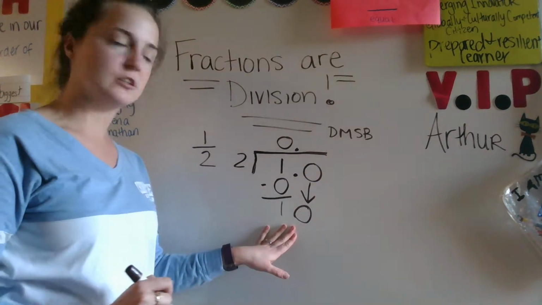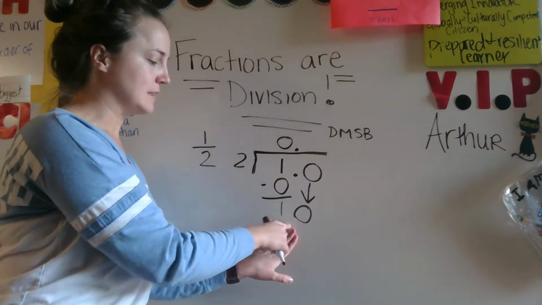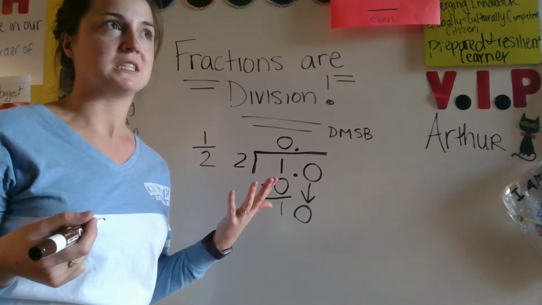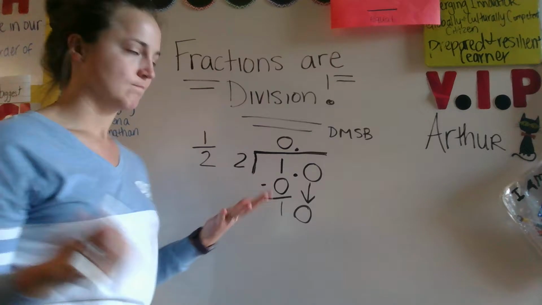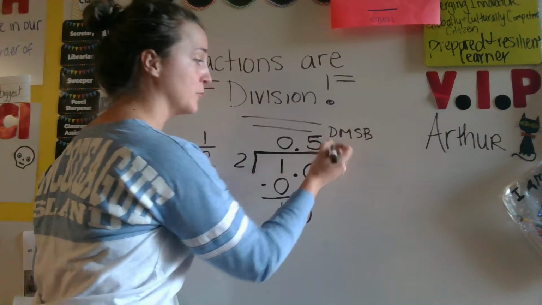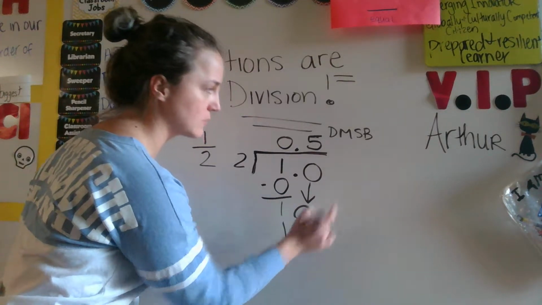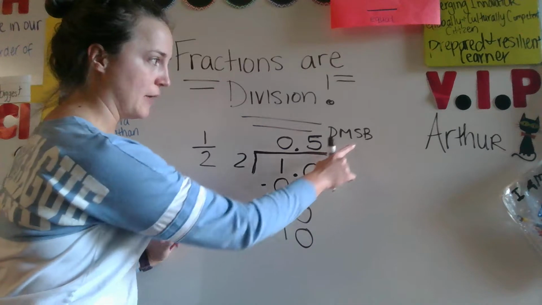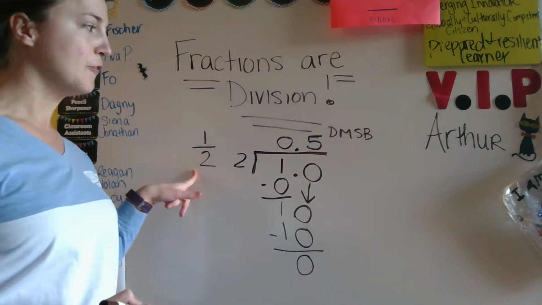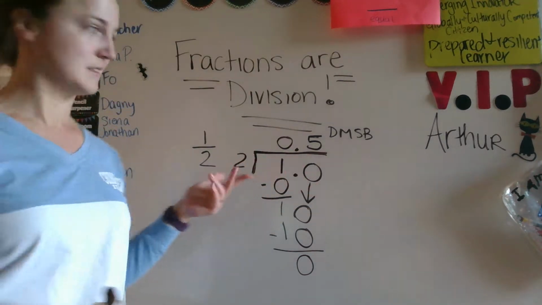And now we go back to multiplying. 2 times something, I don't know what, gets me 10. 2 times what gets me 10? Should be 5. So I would put my 5 up above. 5 times 2 gets me 10. So that was our multiply. And now I subtract. So half is really, as a decimal, just 5/10.